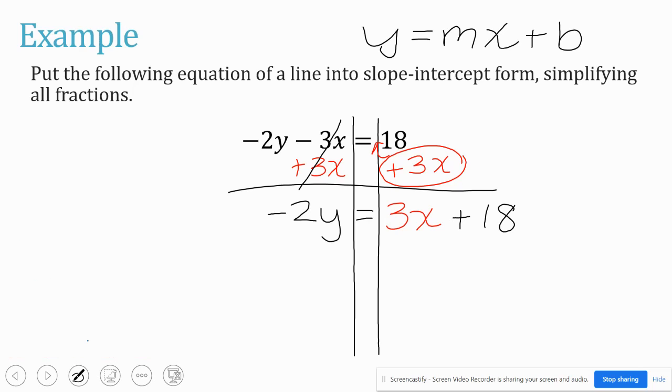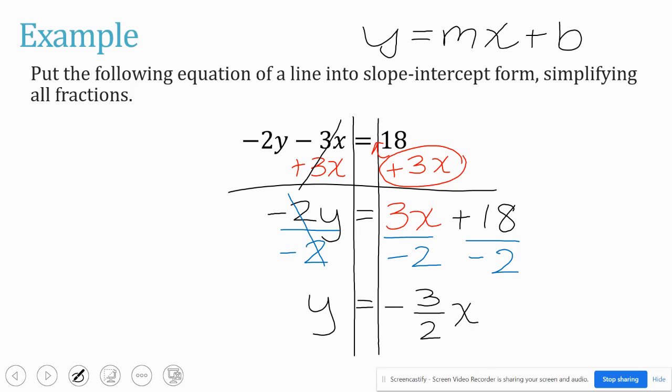Now, let's divide everything by what's in front of y, which is negative 2 here. So we're dividing everything by negative 2. That cancels, and we're left with y equals, this is going to become negative 3 over 2. That's a fraction we can't simplify, so we're going to leave it alone. And a positive divided by negative is negative, so it's going to make the whole thing negative. And then we have a positive 18 divided by a negative 2. That's going to give us a negative 9.